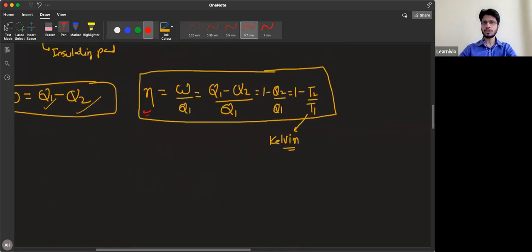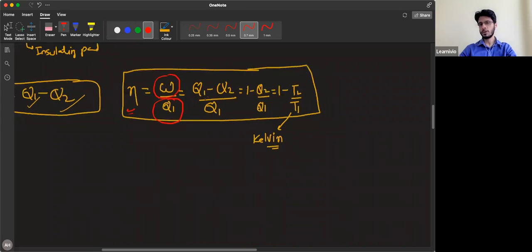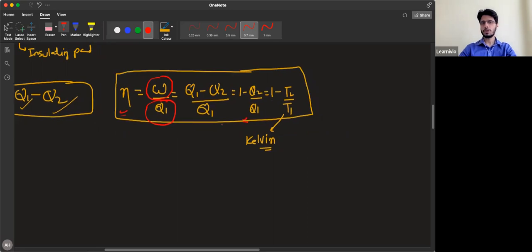Efficiency of the engine means work done per cycle divided by heat absorbed per cycle. Work done from here, you can write (Q1 minus Q2) by Q1. You can write this as Q1 by Q1 minus Q2 by Q1. So that will be 1 minus Q2 by Q1 is efficiency. And in the Carnot cycle, it can be proved that Q2 by Q1 is equal to T2 by T1. So you can write this as 1 minus T2 by T1.